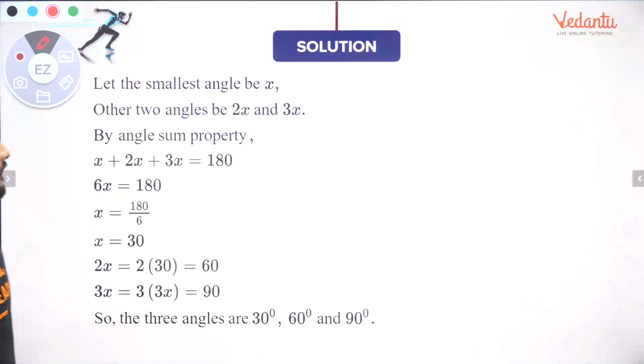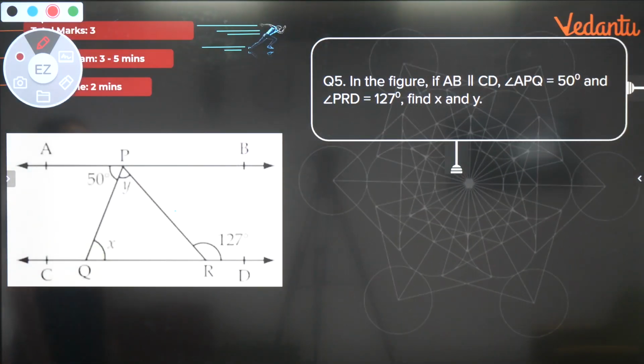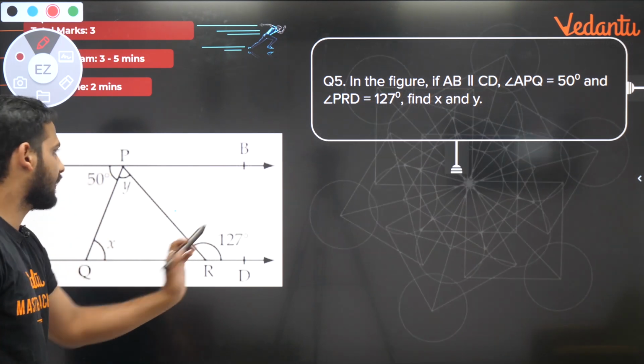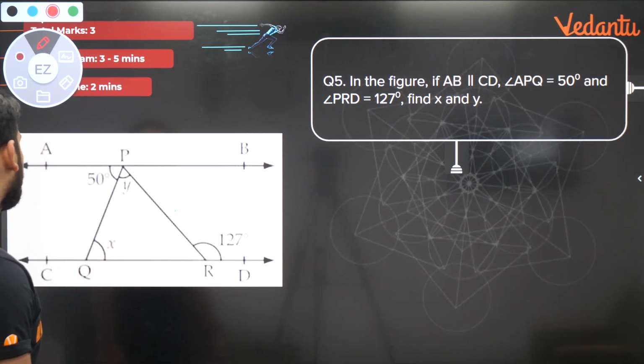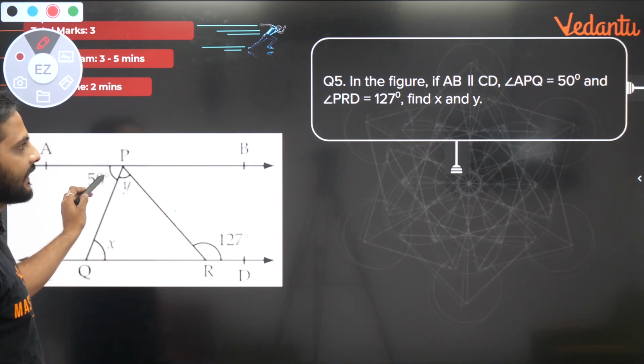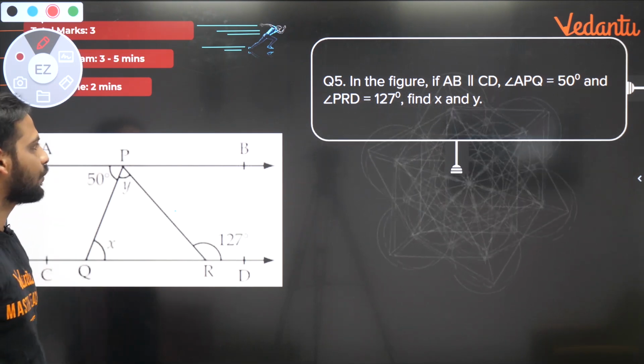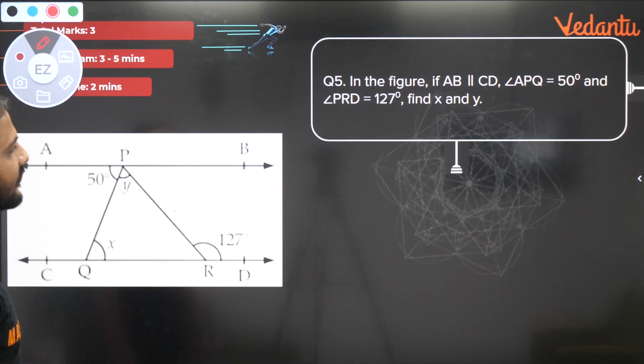The next question we have is this. In the figure, AB is parallel to CD. Okay, these 2 lines are parallel, AB and CD. Angle APQ, where is angle APQ? Okay, angle APQ is 50 degrees, and angle PRD, this exterior angle, is equal to 127 degrees. Find X and Y.